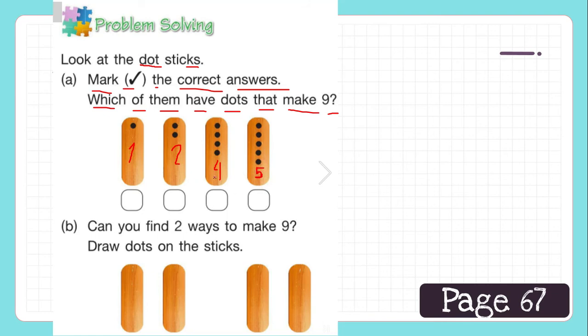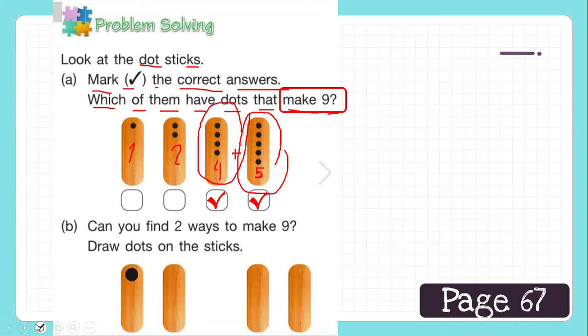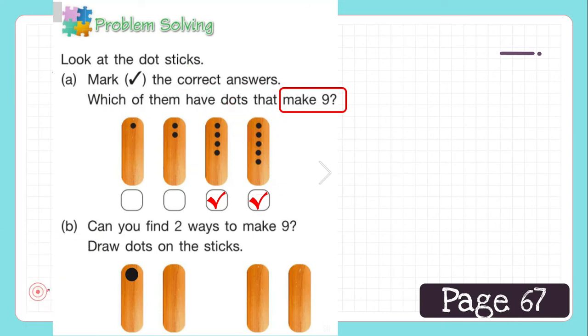2 plus 4, do they make 9? 4, 5, 6, no. How about 4 plus 5? Do they make 9? So let's try to count. 1, 2, 3, 4 plus 5, 6, 7, 8, 9. Okay, so we've got the answer. So the answer there is 4 and 5. The first, this one, this stick, and this stick.